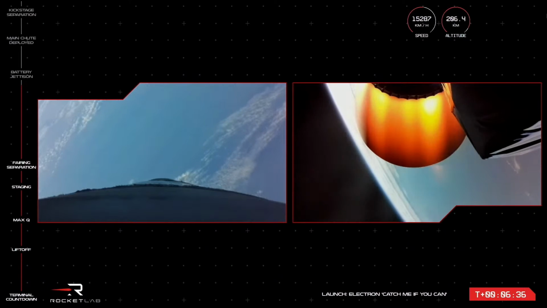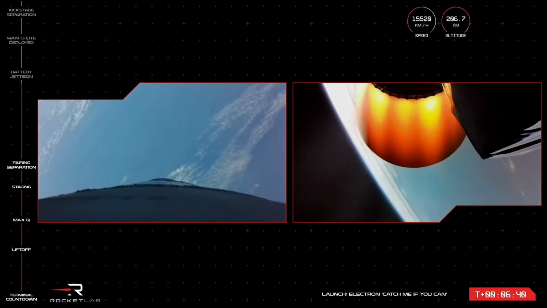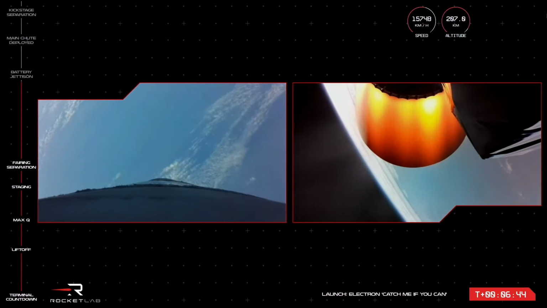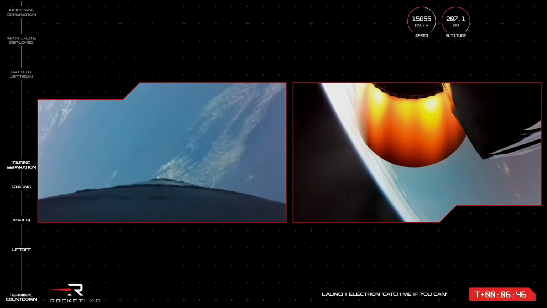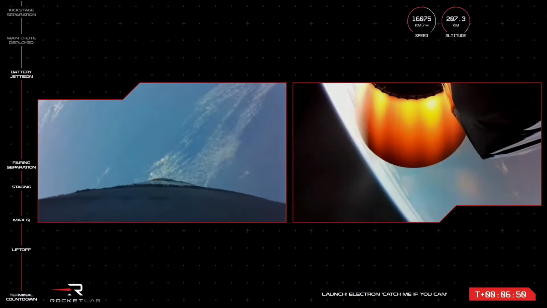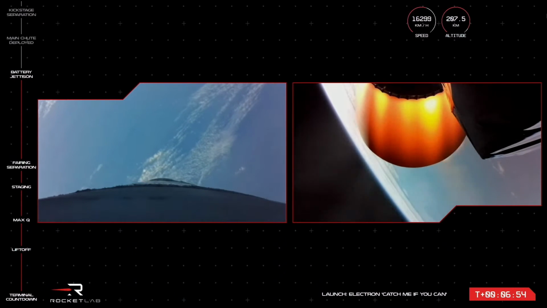Engine is starting to throttle down. Swap successful. Battery jettison confirmed.